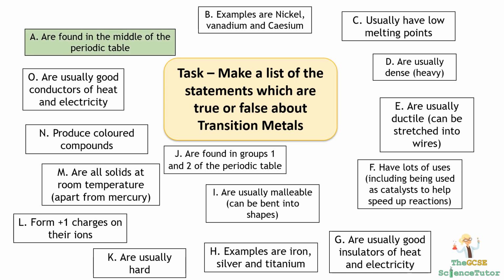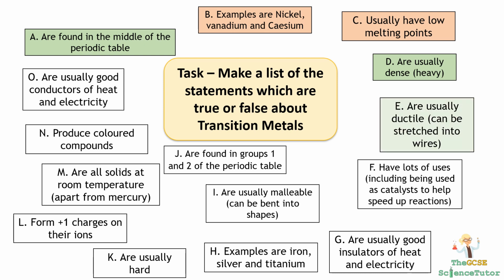A. That is true. Transition metals are found in the middle of the periodic table. B is false. Examples are nickel, vanadium, and cesium. Cesium is not a transition metal. It is a group 1 metal. C is also false. They do not have low melting points. They have high melting points, the only exception being mercury. D, they are usually dense or heavy. That is true. They will also sink in water.